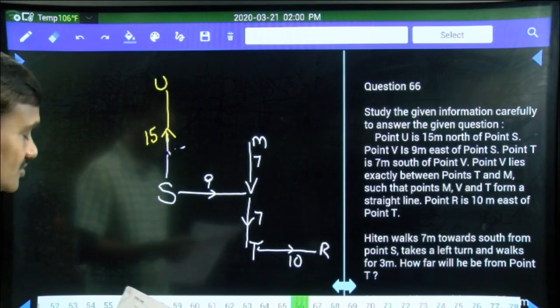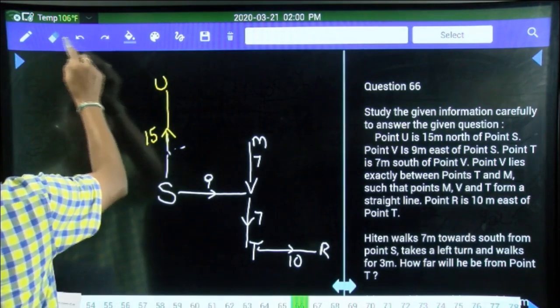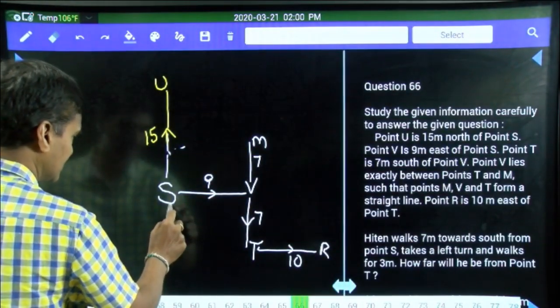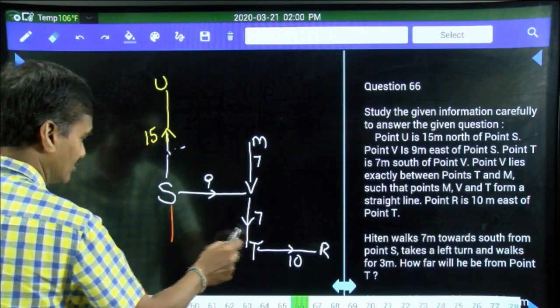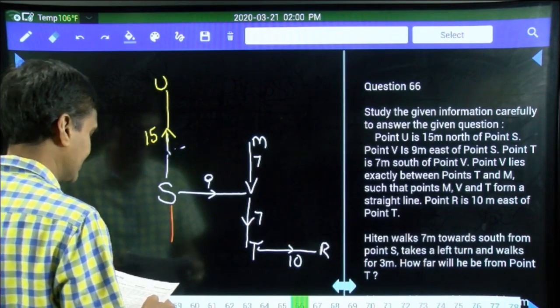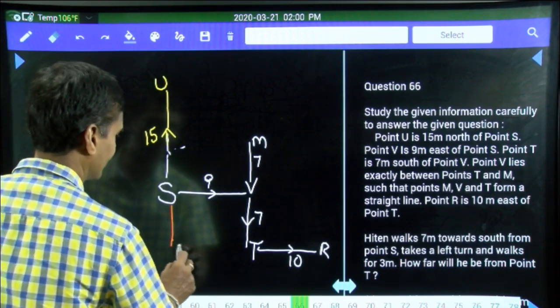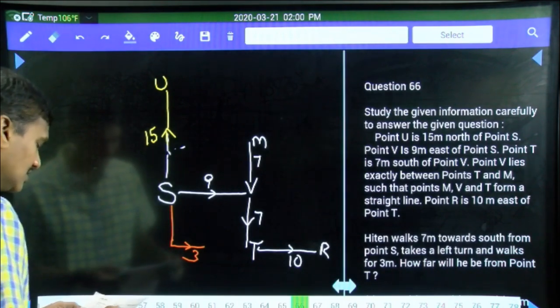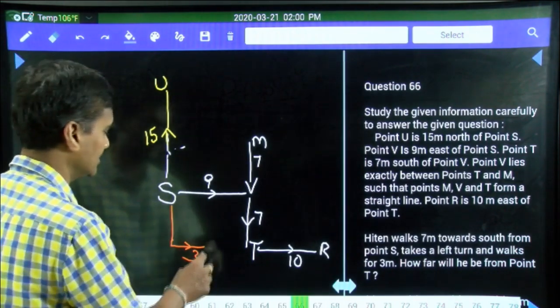Hithin walks 7 meters south from S. From S, Hithin, 7 meters. Hithin walks 7 meters from S, takes a left turn and walks for 3 meters. From here, left-hand side again, and walks for how many meters? 3 meters. How far will he be from point T?